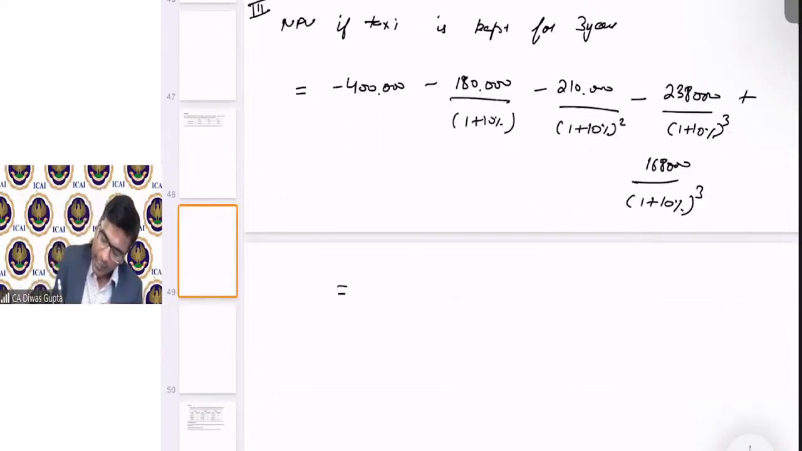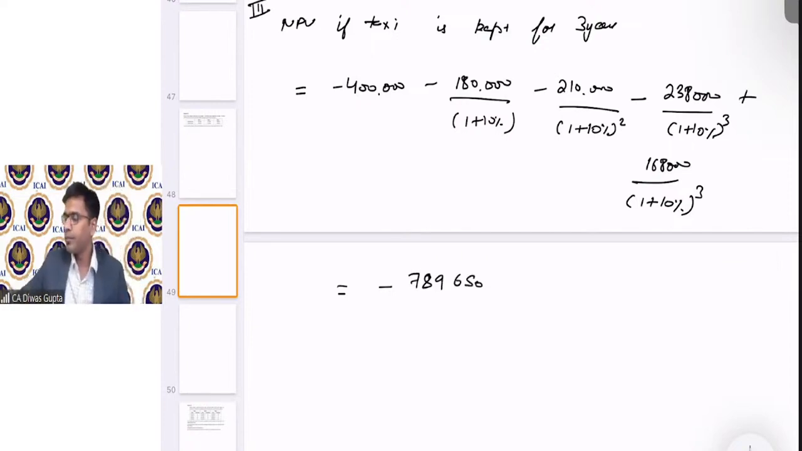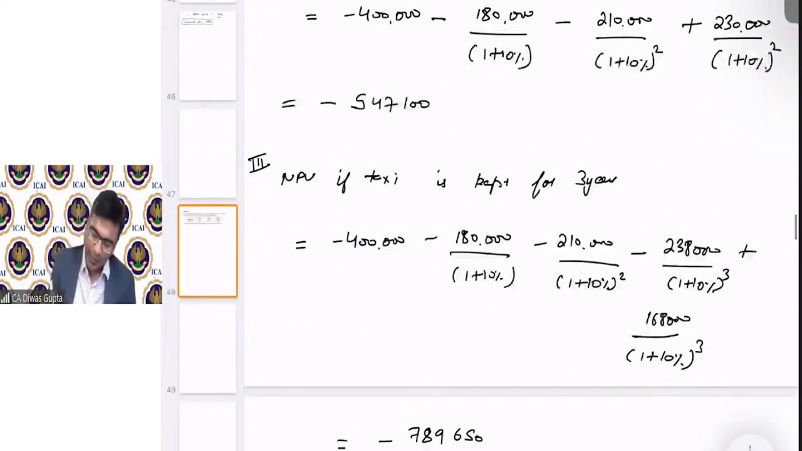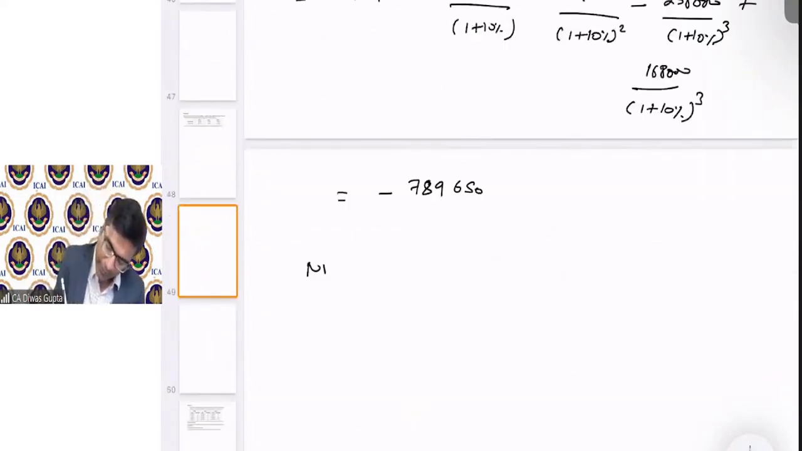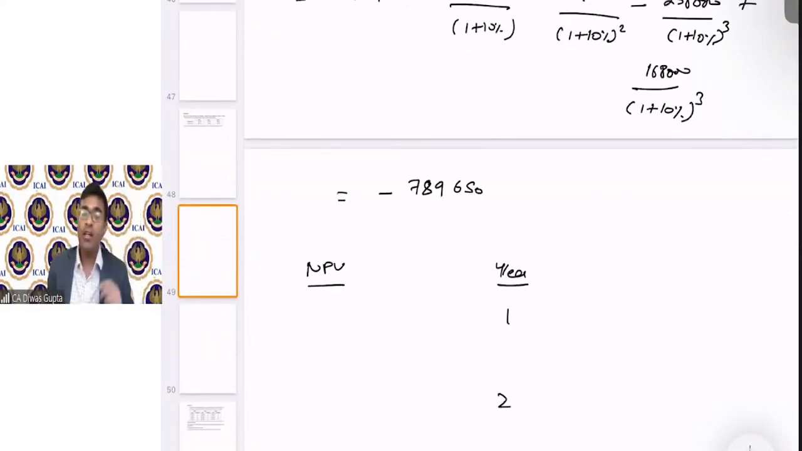So in this case, the NPV becomes minus 789,650. Now, students, please note that I'm just putting here NPV and years, right? So 1, 2, and 3.